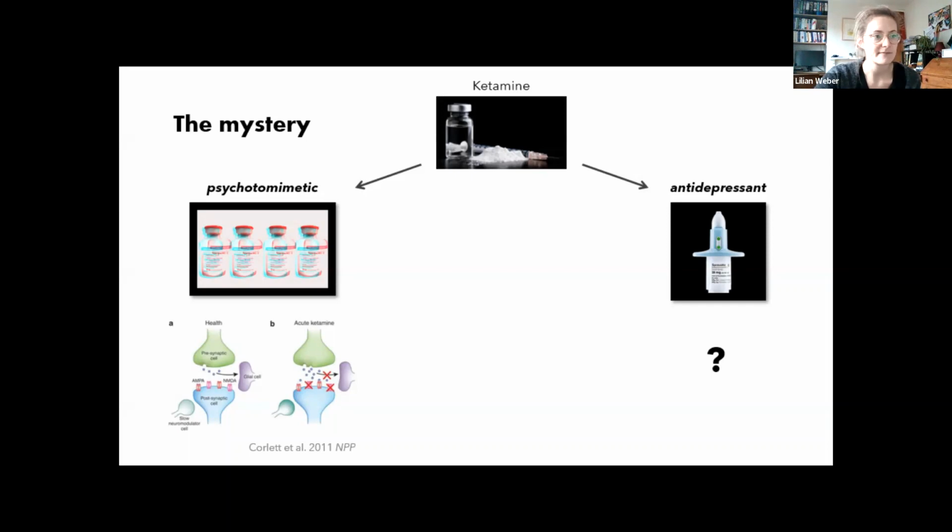For example, we don't know whether these two effects of the drug, the antidepressant and psychotomimetic, are related in any way. If you're interested in the latest news and debates on the antidepressant effects of ketamine, then I suggest you come along to the Ketamine conference, which will be taking place here at Oxford this April.